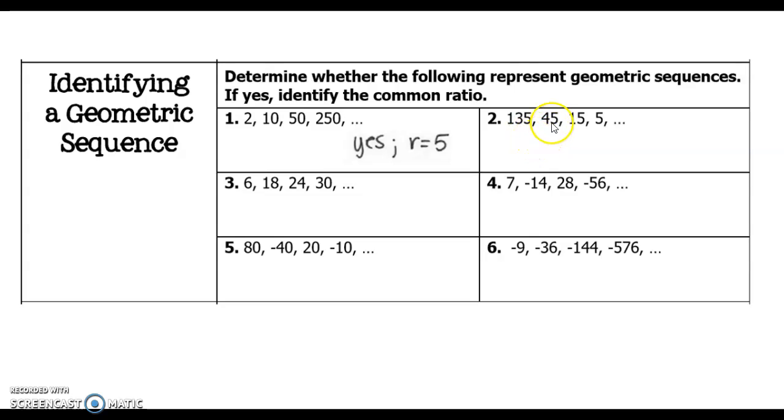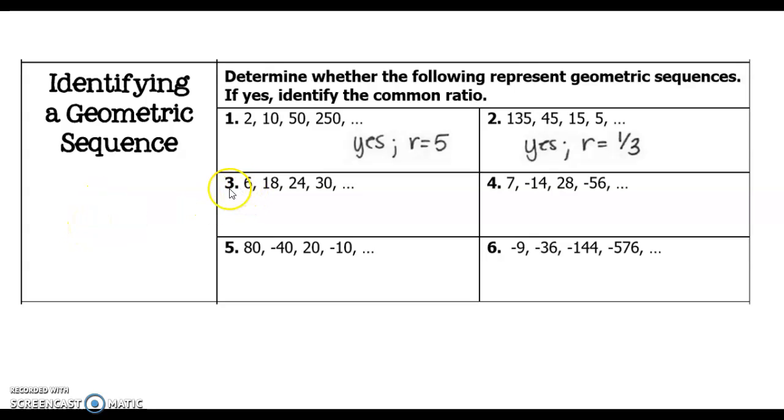Now for this one, we want to do 45 divided by 135, 15 divided by 45, and 5 divided by 15. And when we investigate that, we see that it is also a geometric sequence, and each previous term is being multiplied by 1/3. So 135 times 1/3 would be 45, 45 times 1/3 would be 15, and so on and so forth.